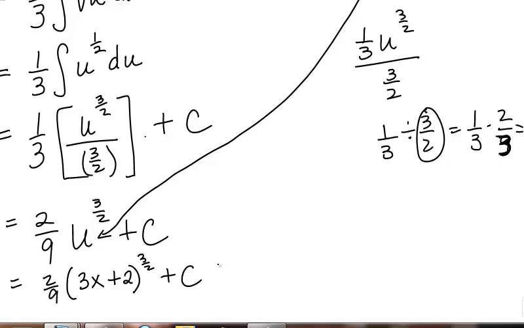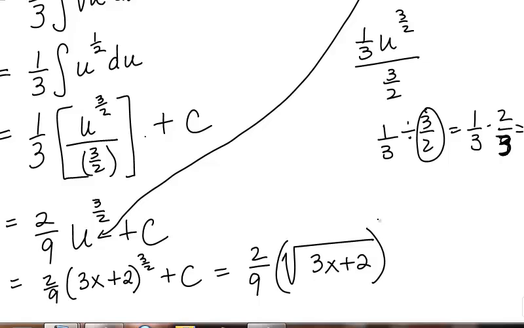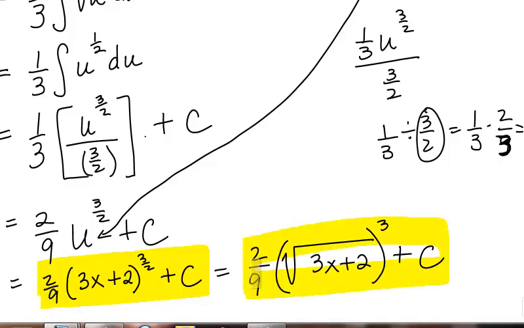If they said no fractional or rational exponents, then it would be the square root of 3x plus 2. And you can have that 3 on the inside or the outside. I could go like this. So either answer: this is with the rational 3/2 exponent, and this is without. Okay, so that's your first problem on integration by substitution.